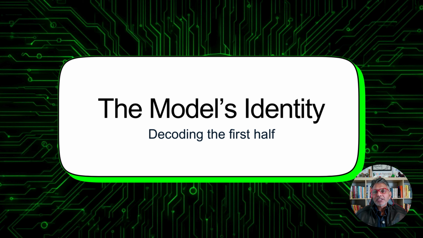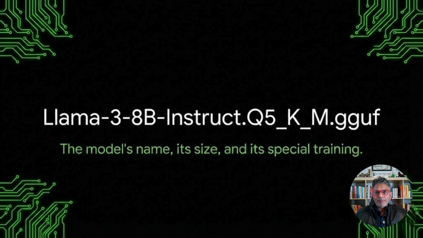Now that we understand the GGUF container format, let us read the label on the outside. The first half of the file name tells you the model's core identity. Take this example, Llama 3 8B Instruct. That is the heart of the model. It tells you the model name, the parameter size, and what it was trained to do. Think of it like a book cover. It tells you the title, the author, and the edition. This part of the file name tells you exactly what kind of AI model you are about to run.